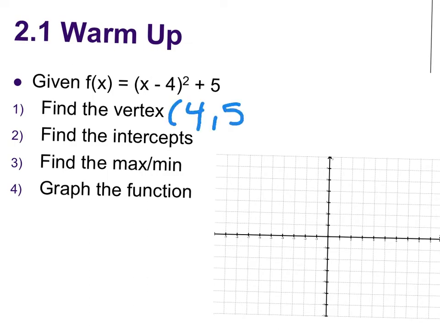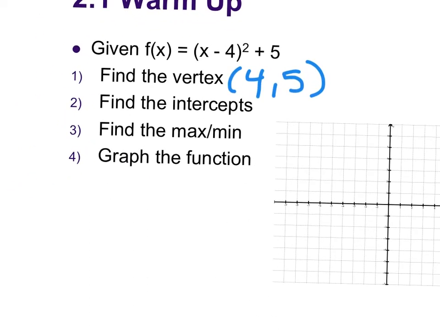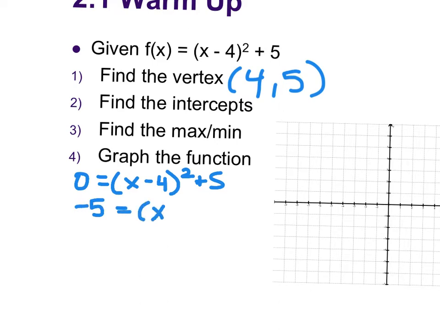+4 and +5. And then your intercepts, for your x-intercept, I would say 0 equals x minus 4 squared plus 5. When I subtract the 5 from both sides and then try to square root it, I get the square root of a negative number. It's an imaginary number. We can't graph imaginary numbers, right? So there would be no real solution. So there's no x-intercept.